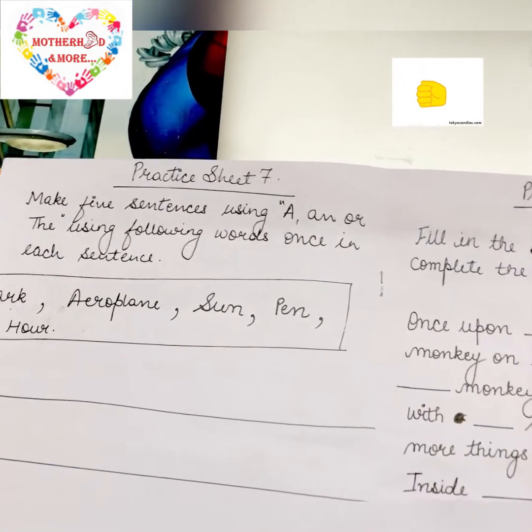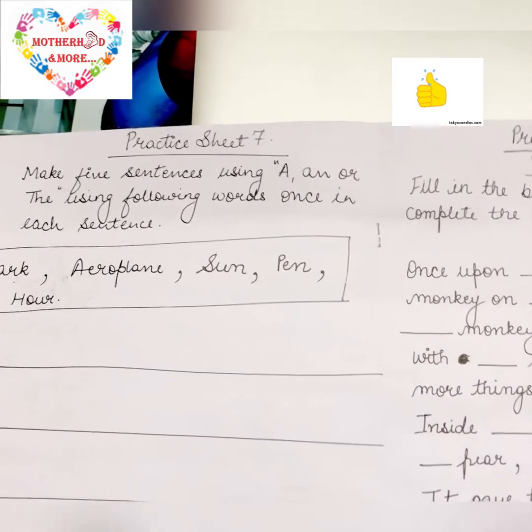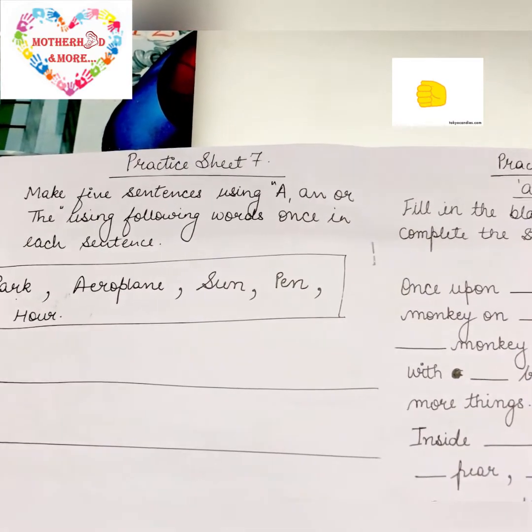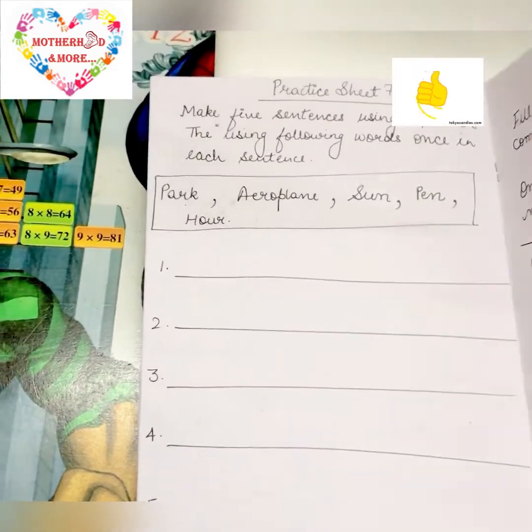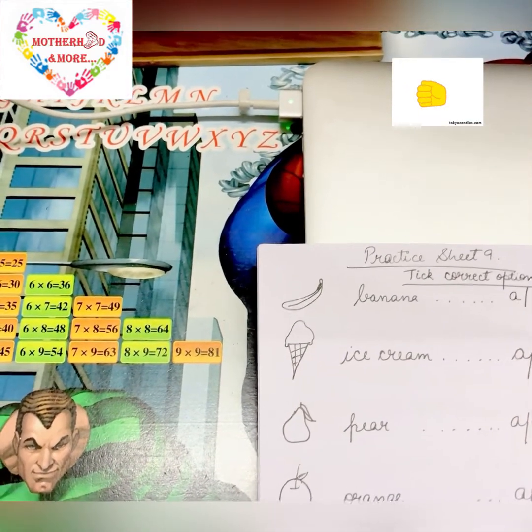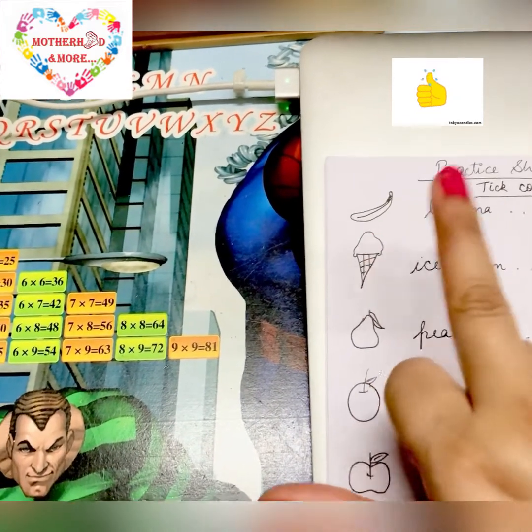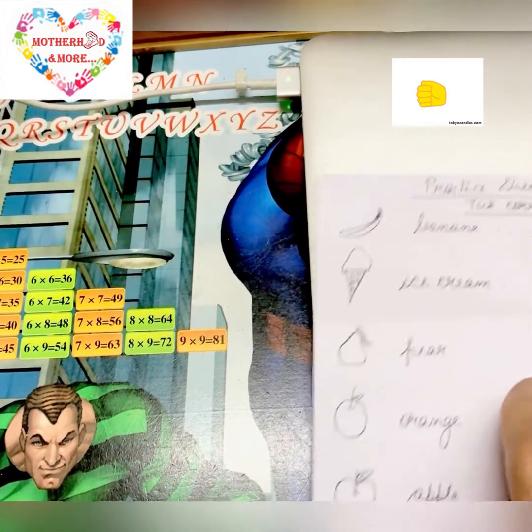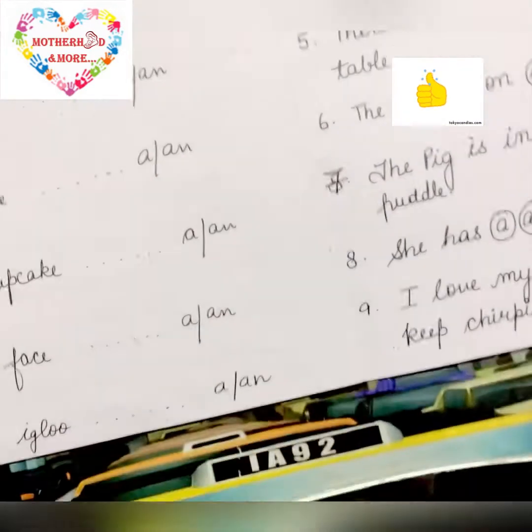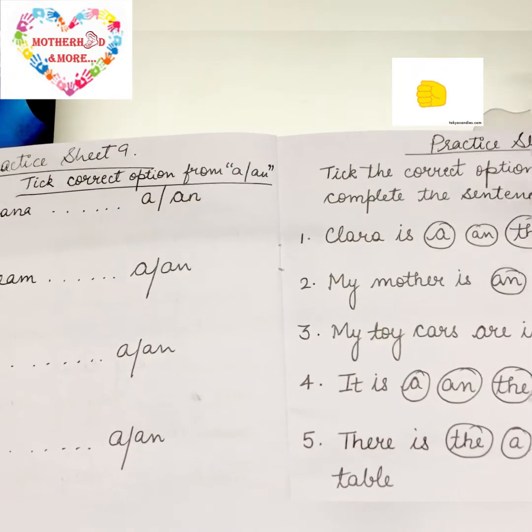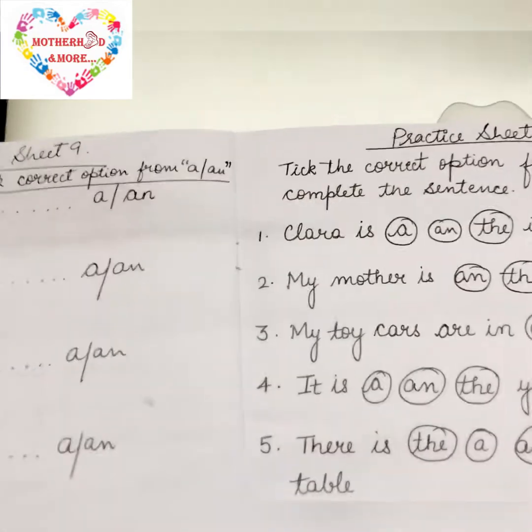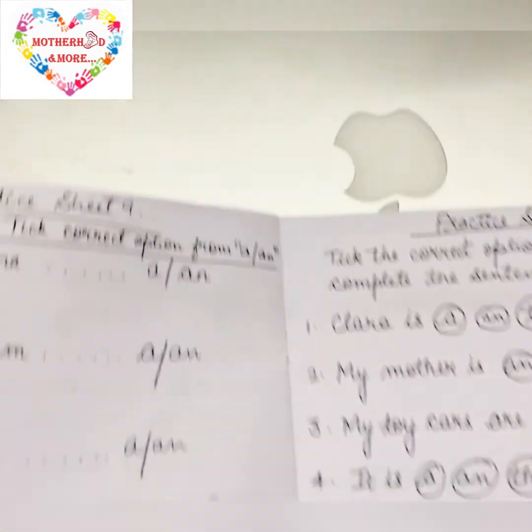Practice sheet 8 has a small story where he has to put a, an, and the in the fill in the blanks before the words mentioned. Now practice sheet 9 has tick the correct option from a and an. Here again there is a pictorial representation along with the noun and the options. Practice sheet 10 has 9 sentences and 3 options, all the 3 articles, and he has to tick the correct article to complete the following sentences.